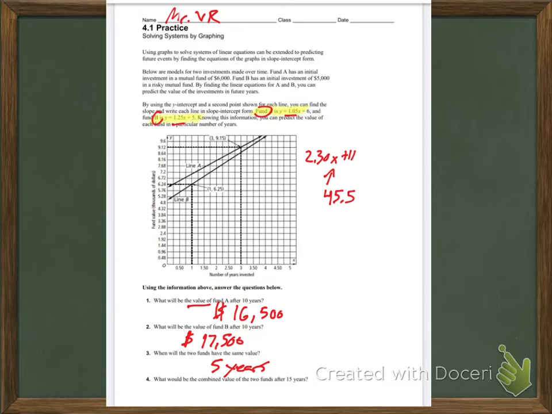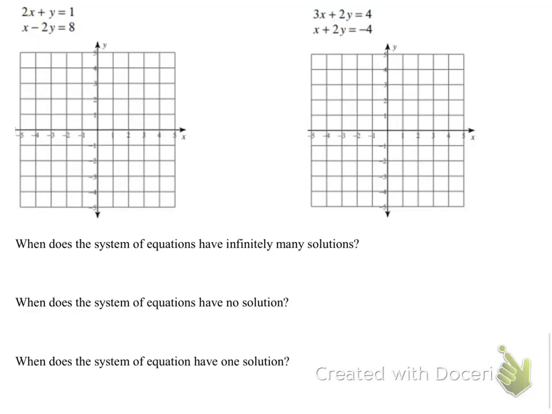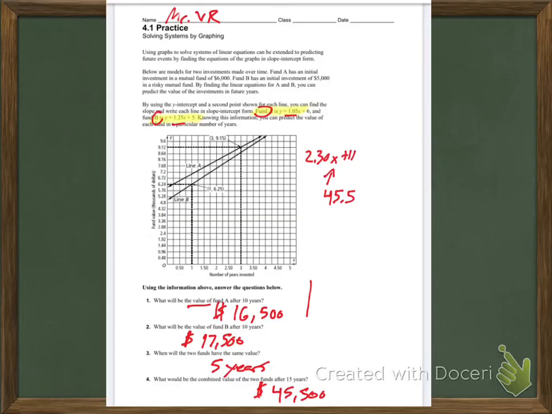So our answer wouldn't just be 45.5. It would be $45,500. And check our answer. 45,500. All right, so that one's a little bit tricky, but you won't have to worry about that. We just wanted to challenge you a little bit.